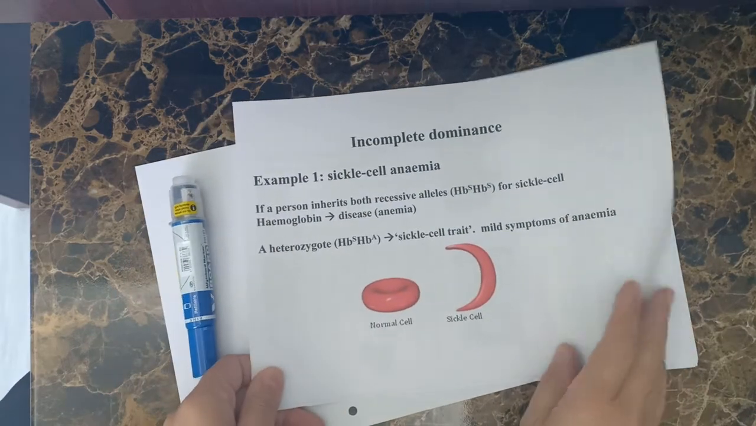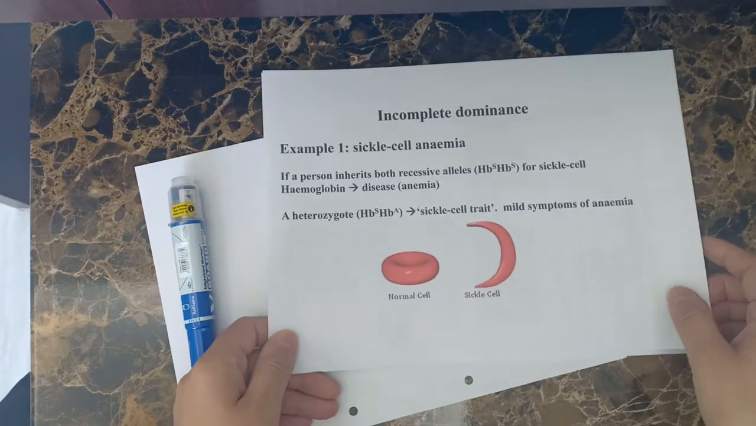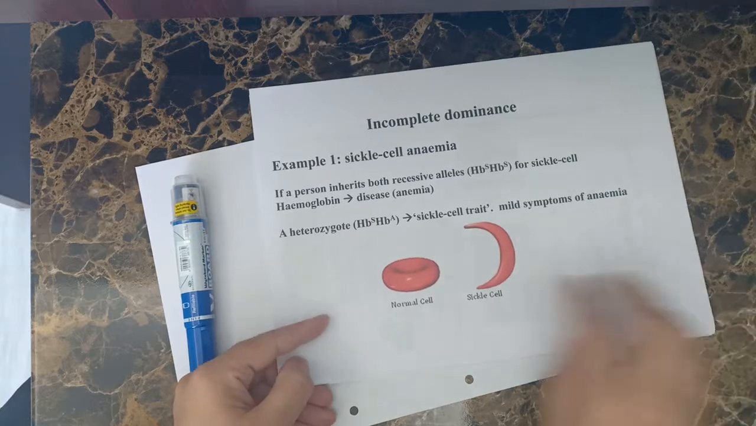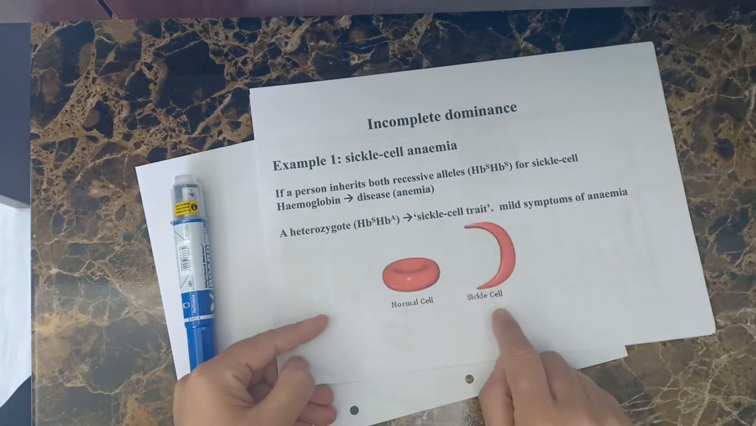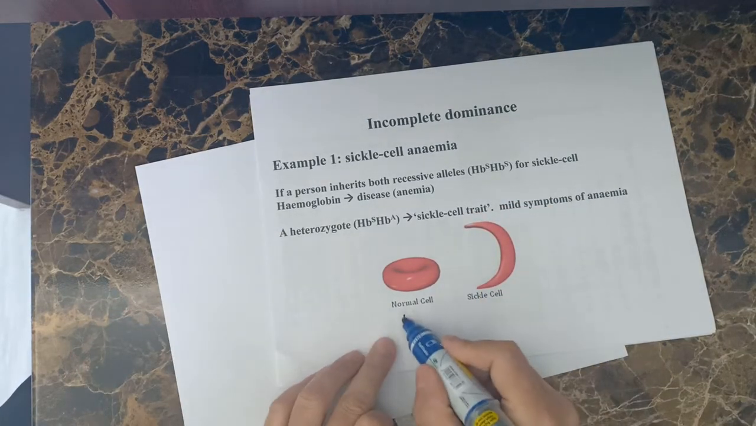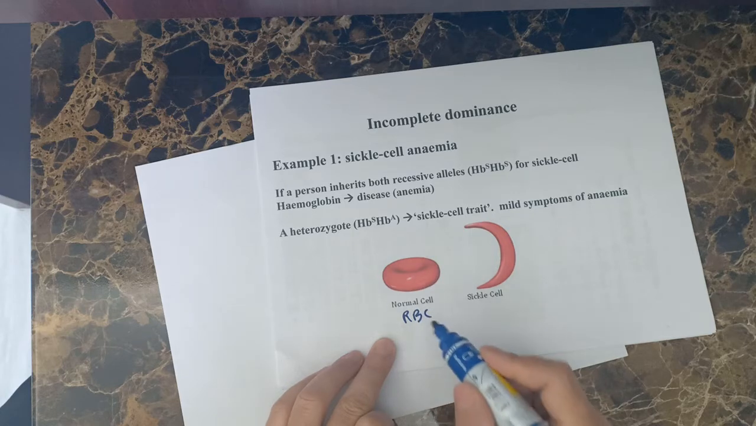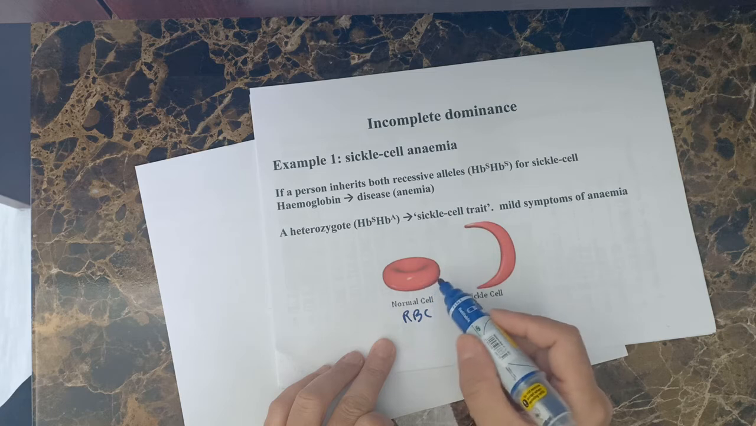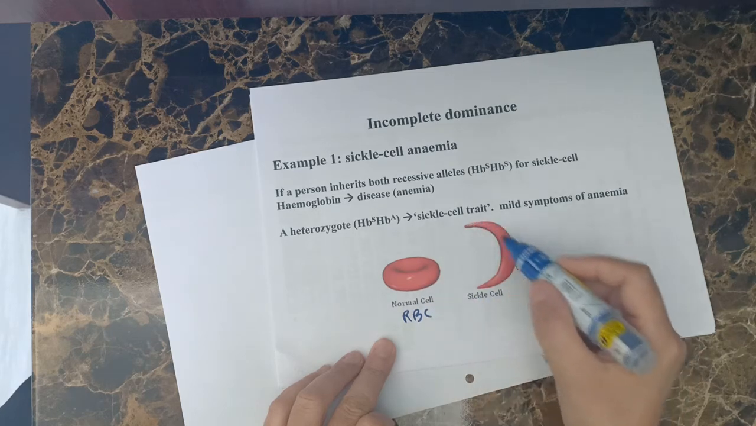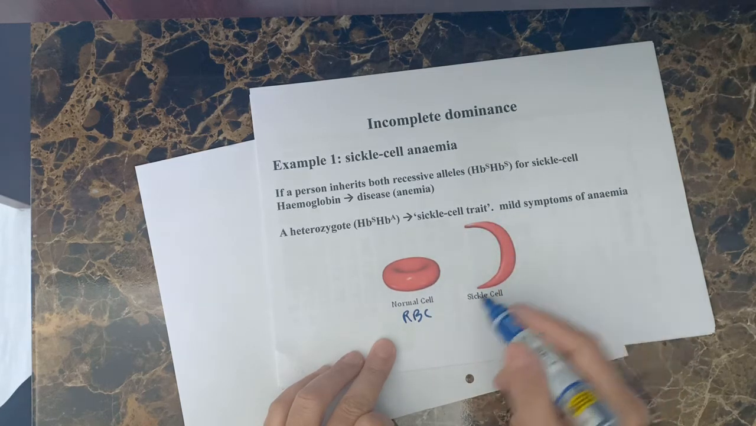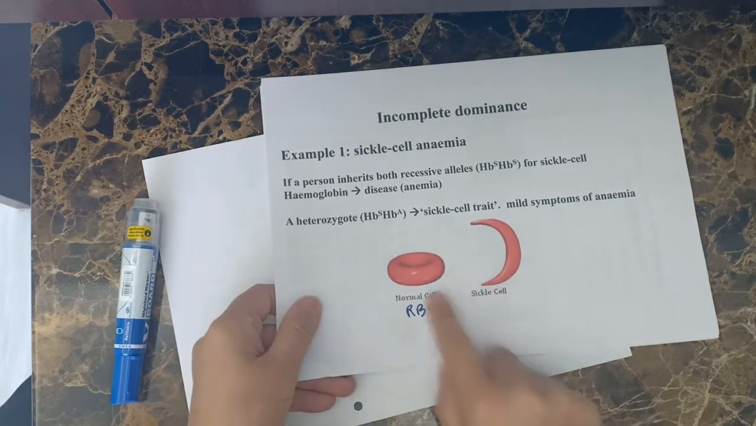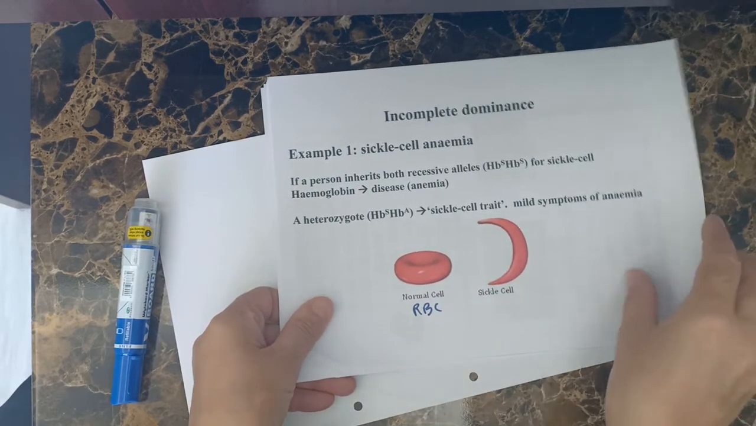I will start first. What is sickle cell anemia? Sickle cell anemia is a condition where the shape of the red blood cells changes. This is the normal shape of the RBCs, and this is what we call a sickle cell. It is like a crescent. What caused the cells to have this shape?